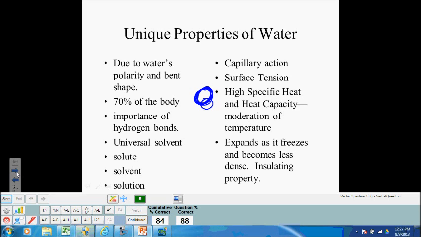You can't move them around. You can't transport them. So the fact that water will dissolve just about anything is huge because it allows us to transport things inside our body. It allows the phosphorus cycle to happen, right?